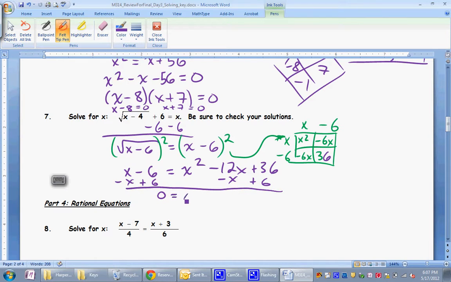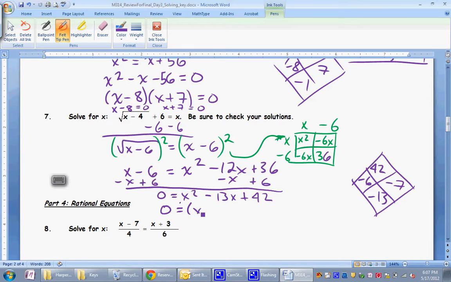0 equals x squared minus 13x plus 42. Now we can use a diamond to factor that out, and you could put your 42 up top and your negative 13 on the bottom. Negative 6 and negative 7 are the two numbers that multiply to make positive 42, but add up to make negative 13. And that ends up giving you two answers. We get x equals 6 or 7. Two answers. And both of them are perfectly good.